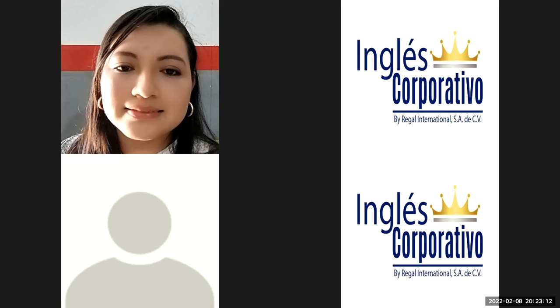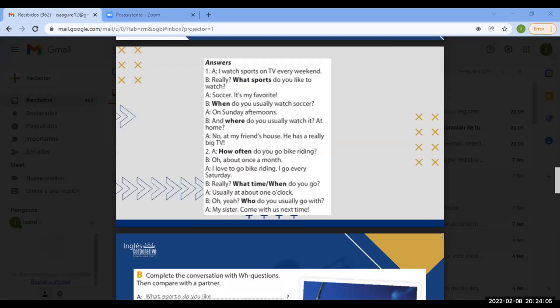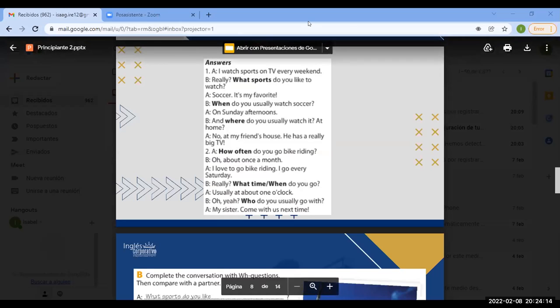¿Podría alguien compartir su pantalla, por favor, para hacer la práctica? Ok, lo intentaré. Entonces está completa, sería, ¿verdad? Sí, para ya solo leerla. Ok, veamos. ¿Ahí? ¿Se ve? Yes. Ok. Comenzamos. Tú podrías ser A y yo B, por ejemplo. Okay.